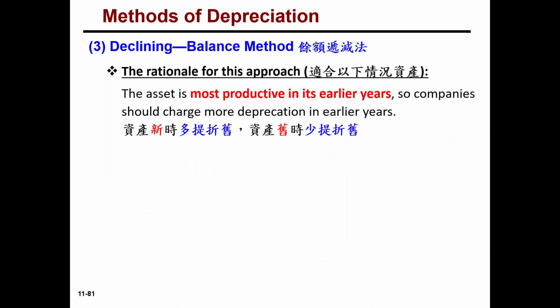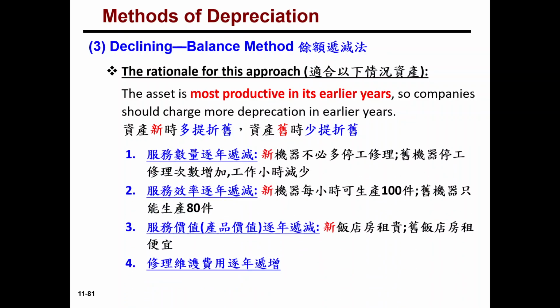So when it's newest, it's more productive. More productive means what? Its functions are, of course, the best the first year, right? So you are going to use it more. So when it's getting older and older, then you will leave your machine there. You don't want to use it, okay?